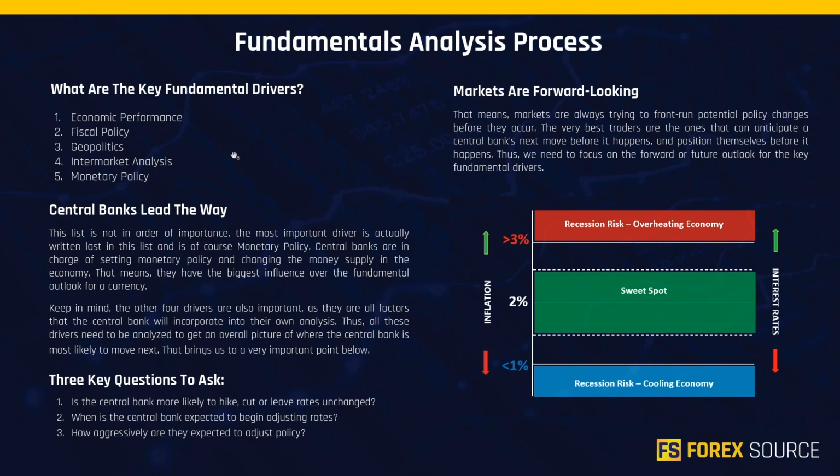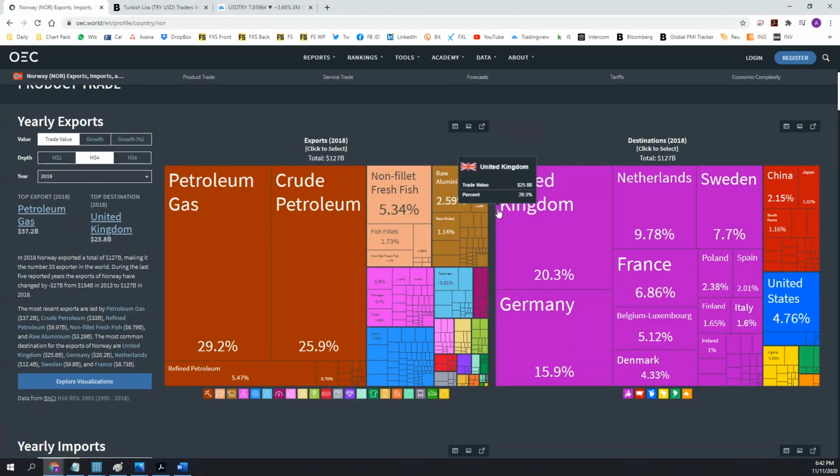In terms of intermarket analysis, for example, if you're trading or planning to trade something like the NOK, the Norwegian krone, you need to know that the NOK, if we just quickly open up the OEC website, we can see that the majority of exports for Norway is 29.2% for petroleum gas and 25.9% for crude petroleum. So when you trade the NOK, you need to know that it's a petrocurrency. And just like you would know that if you're trading something like the Aussie dollar, it's very sensitive to China because it's the biggest export partner. It's very sensitive to commodities because they also have a high dependency in terms of commodity export.